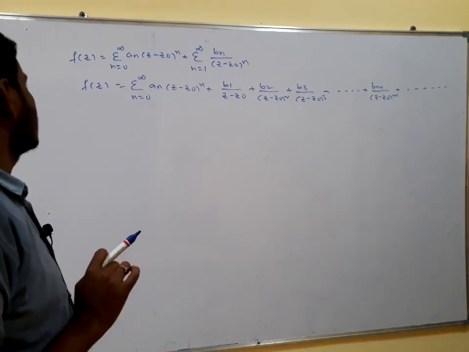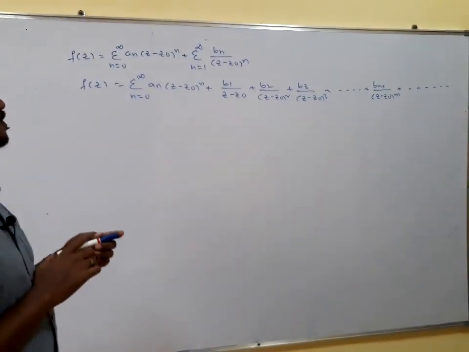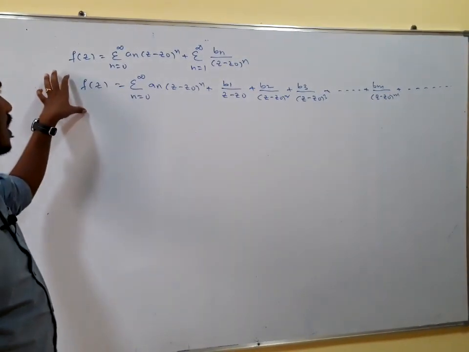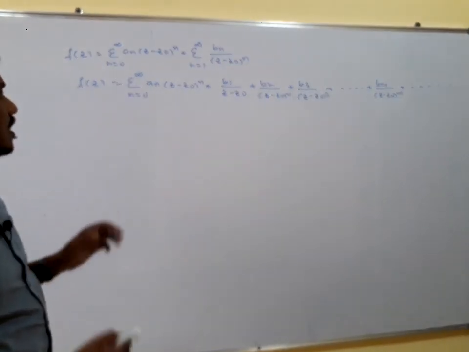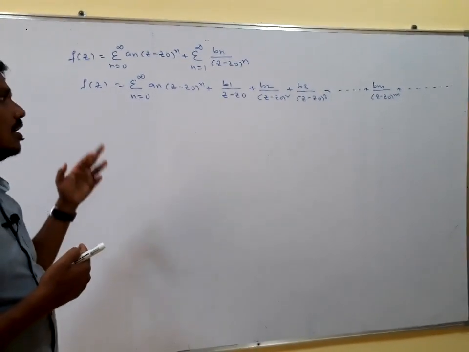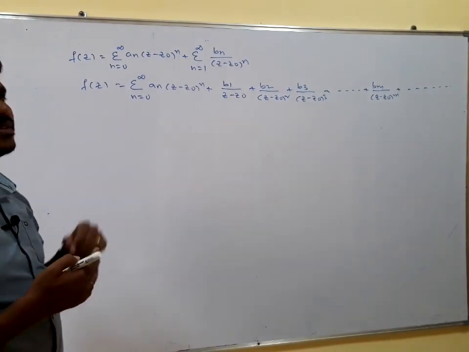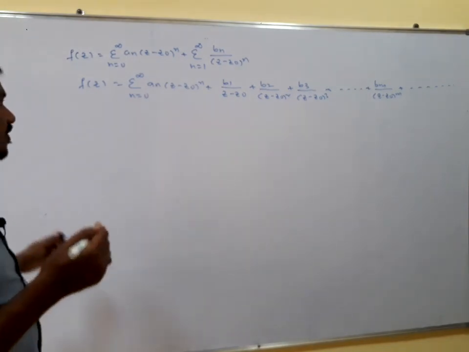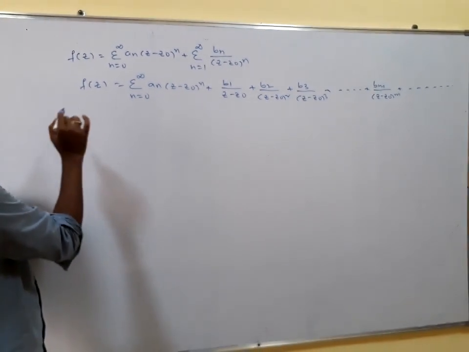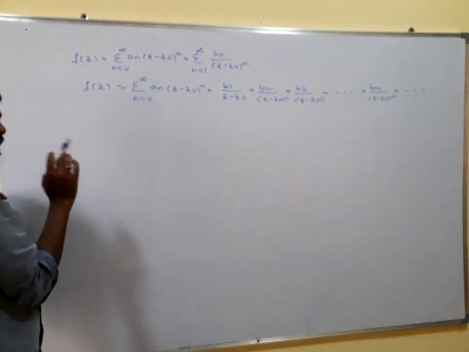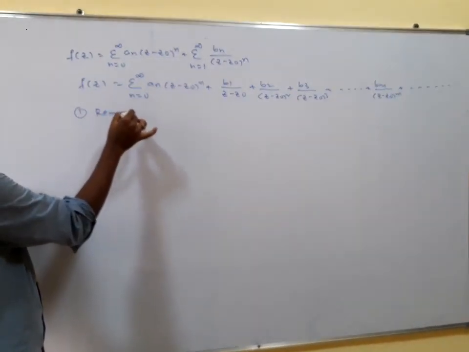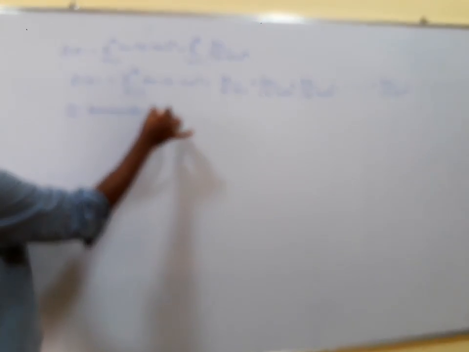Right. As f of z equals summation n equals 0 to infinity a n z minus z naught all to the power of n plus summation n equals 1 to infinity b n by z minus z naught all to the power of n, this can be written in this way, right? Just now we told that the Laurent series classifies the isolated singular points, right? Isolated singularity. That means now we define one by one here. Yes, different types of singularities we will discuss here. This is very important. The first one, removable singularity.